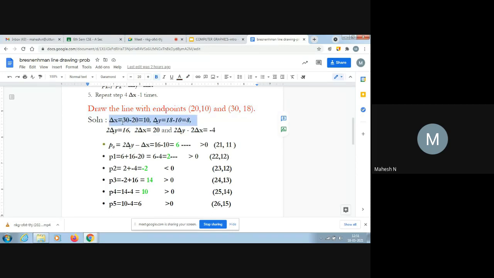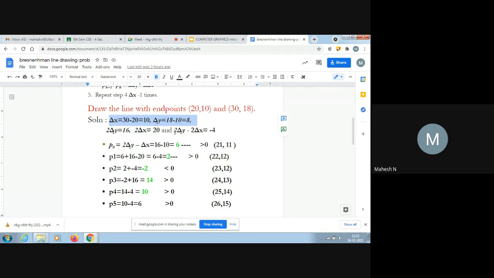Delta x is x2 minus x1. This is x2, 30. 20 is x1, 30 minus 20. And delta y is 18 minus 10, y2 minus y1, so it is 8. So delta x, delta y we have got. So 2 delta y is 16, 2 delta x is 20. Delta x 10 is there, 2 delta x 20, delta y 8 is there, 2 delta y 16.